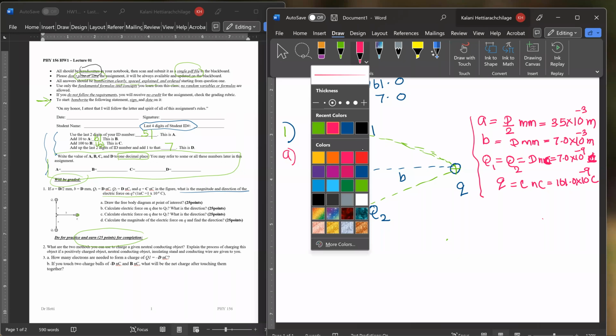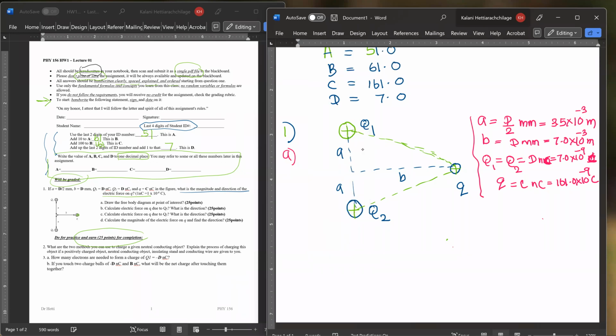So, free body diagram at the point of interest: positive, positive are going to repel each other. This force will point this way. I'm going to label it as F2. And Q1 and Q also repel each other, so that also pushes in this direction, F2, right? So that's the free body diagram for the point of interest.